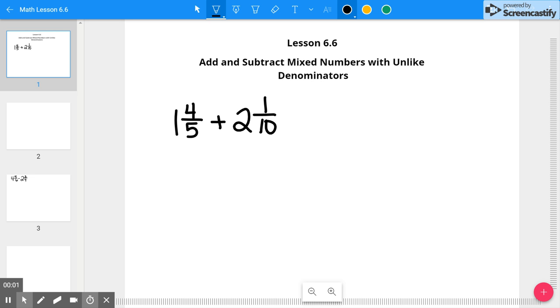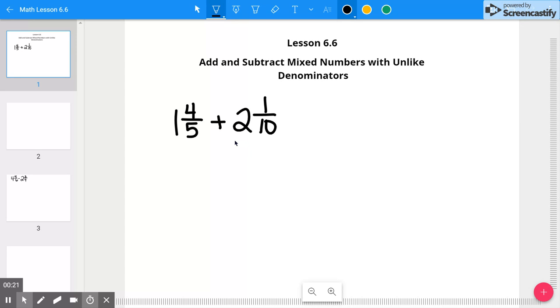So this lesson is from Chapter 6, Lesson 6. We're going to look at adding and subtracting mixed numbers with unlike denominators. It's pretty similar to when we added and subtracted just regular fractions with unlike denominators. It's the same thing, except now we're adding in a whole number because these are now mixed numbers.